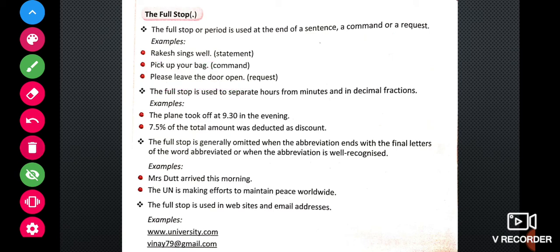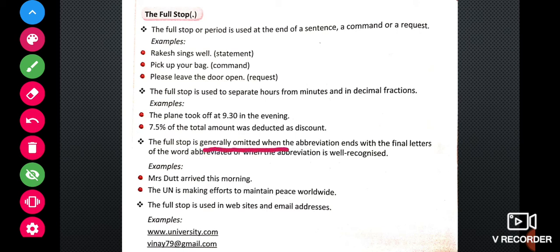It is a request. The full stop is used to separate hours from minutes and in decimal fractions. For example, the plane took off at 9.30 in the evening. Now 9.30 is the time. Here 9 stands for hours and 30 stands for minutes. So we use full stop between hours and minutes. We also use full stops in decimal fractions. For example, 9.5%. So this point is a full stop.